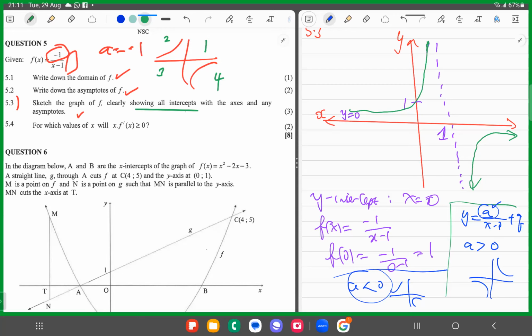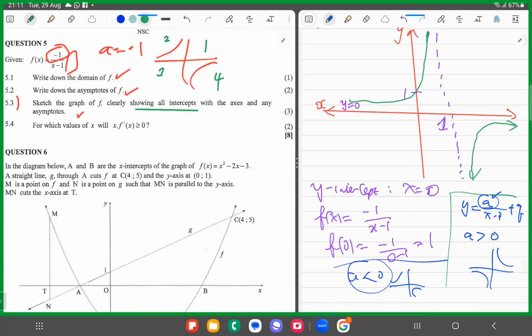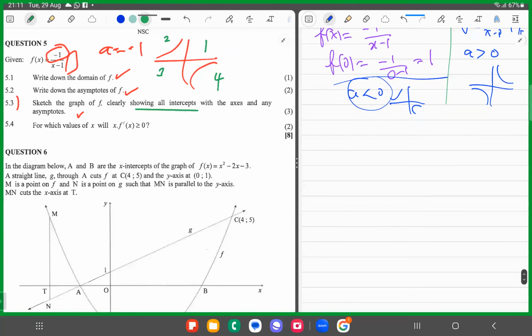How do you find the x-intercept? To find the x-intercept, you can try to do that, but you will see that it's not there. This is just extra.